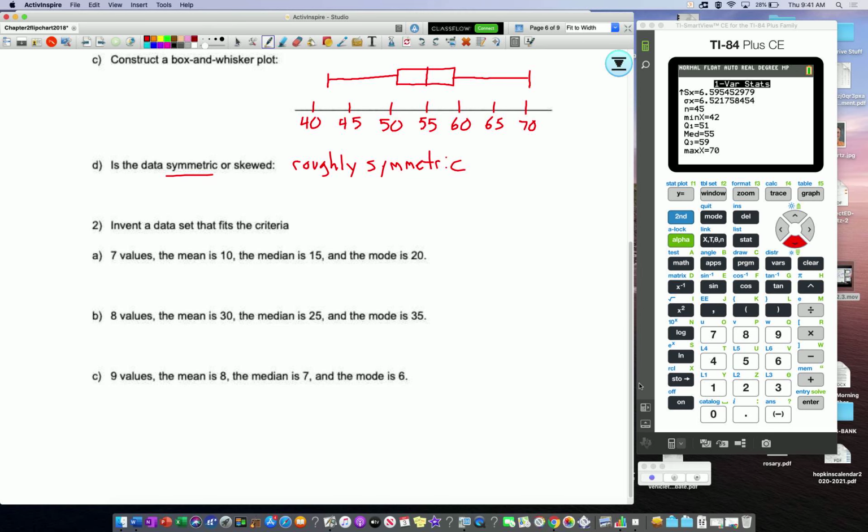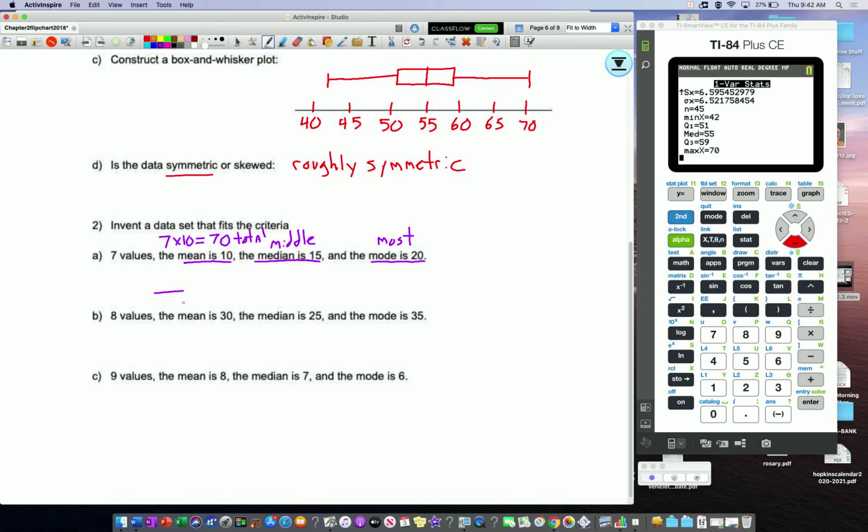So on this one, it says, invent a data set that fits the criteria: 7 values, the mean is 10, the median is 15, and the mode is 20. Okay, so the middle is 15. The most is 20. And when I talk about the mean, 7 values times 10, they have to add to 70. So it has to total 70.